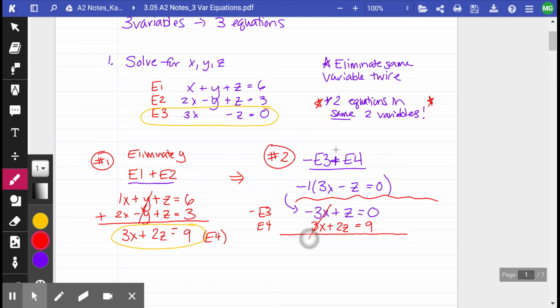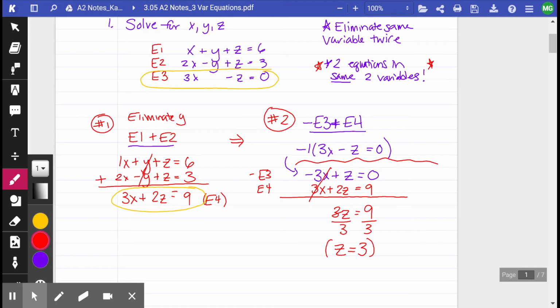All right, so those cancel out. Z plus 2z is 3z, and 0 plus 9 is 9. Now I just have z, so I'm going to solve. I'm going to divide both sides by 3, and I get z equals 3. Good news, I am a third of the way there. I have a third of my answer, I should say. So I have z equals 3. I now need to find x and y.